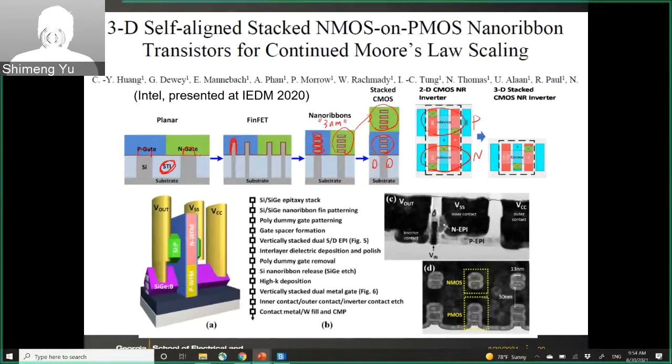So here, as I said, this is in and out of the plane. So you think the source and drain is something like this. It's not horizontal. It's in and out of the plane in this schematic.